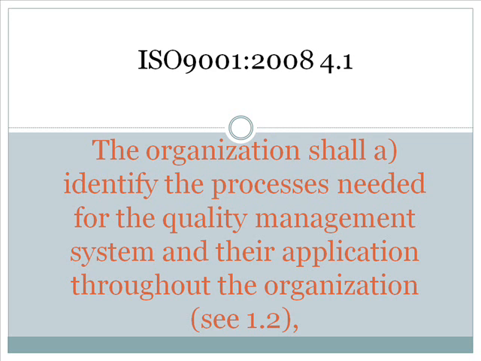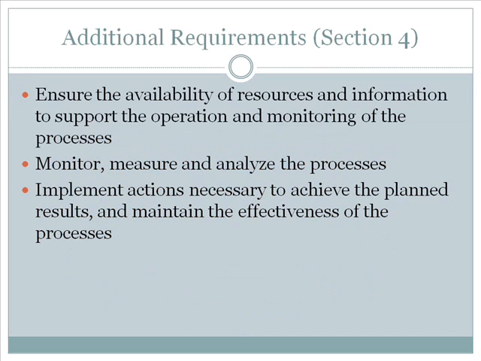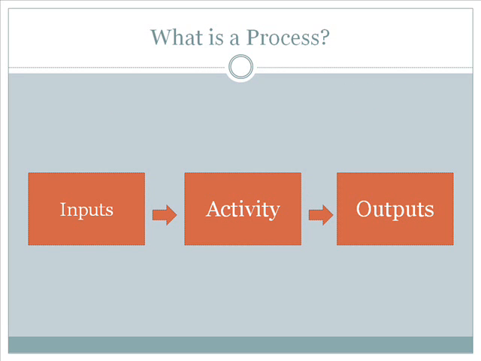The ISO standard states that the organization shall identify the processes needed for the quality management system and their application throughout the organization. All of the activities of the ISO system are directed toward defining, monitoring, measuring, and improving the processes. A process is any activity for which there are inputs and outputs.